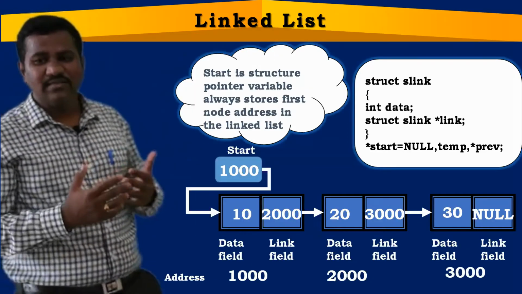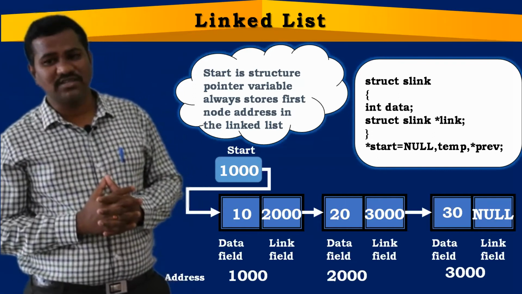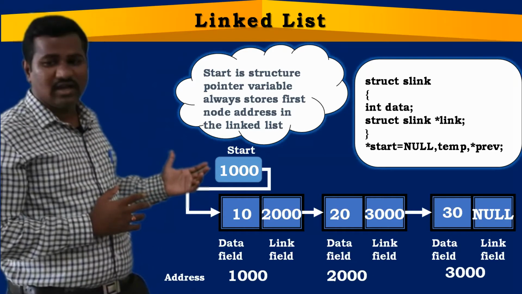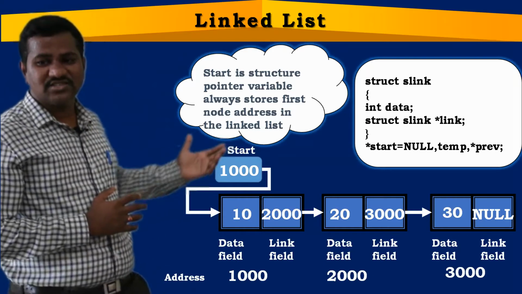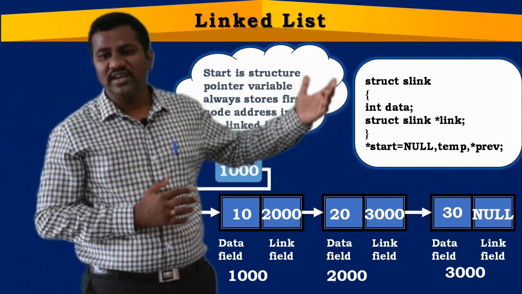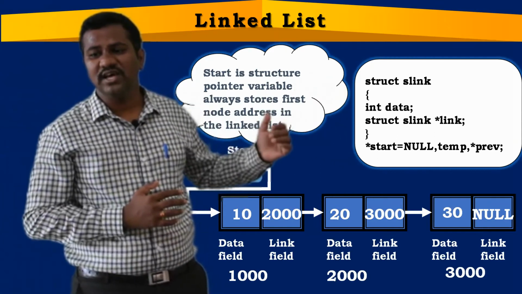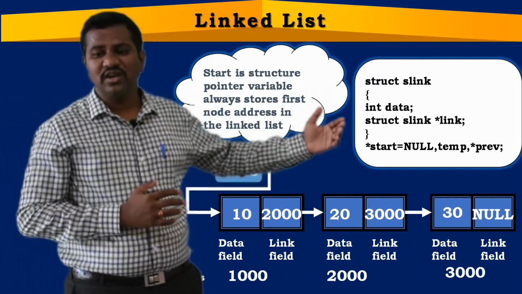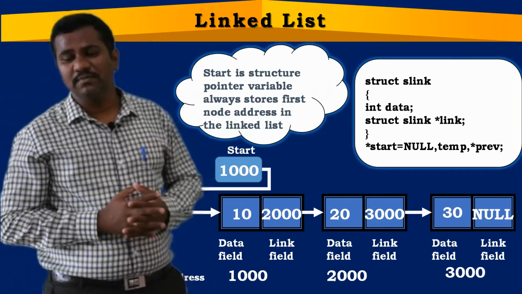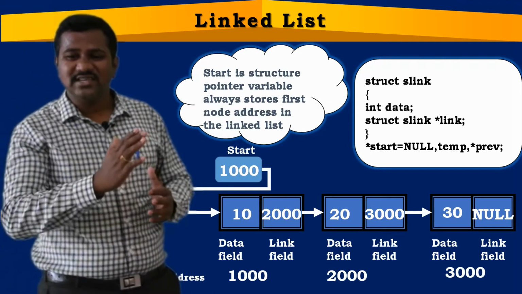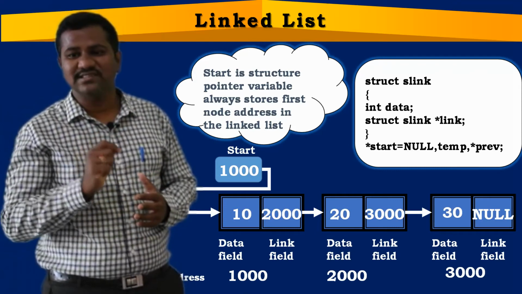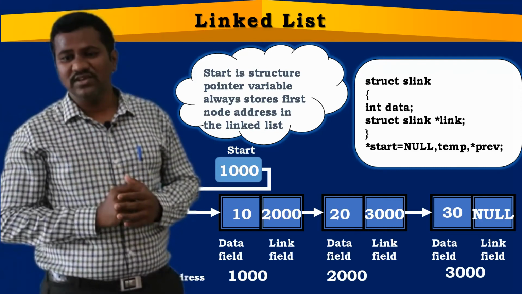Now let us see how a linked list can be represented. Here we'll be considering one structure, and that structure consists of two members: one is the data part, the other is the link part. Then I'm considering three pointer variables here: one pointer is start, another is temp, and another is previous. Let us keep temp and previous aside. We'll be focusing on the start pointer, and we'll discuss temp and previous clearly in coming classes.